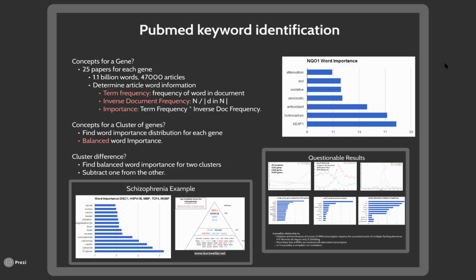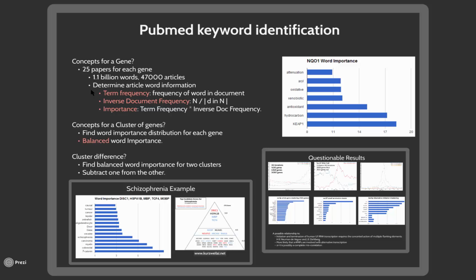So what does word importance mean? Essentially what we're looking at is if we have an article for a gene, we want to know what words are most descriptive of that article. The first thing we might think to do is just count how many times each word occurs. That gives us the frequency of the word in the document, the term frequency. Now, if that were all we were to use, we would find words like "the" and "of" to be incredibly important in describing every single gene.